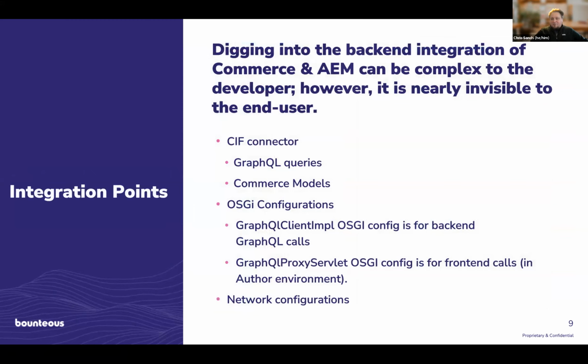And then we also have some integration points. This starts leading into the back end of things. Digging into the back end integration of Commerce and AEM can be complex to developers, but it's usually totally invisible to the end user by the time it gets to us as the front end. So through the SIF connector, we've got GraphQL queries and Commerce models that are managed there, as well as OSGi configurations for both the front end and back end, and network configurations.